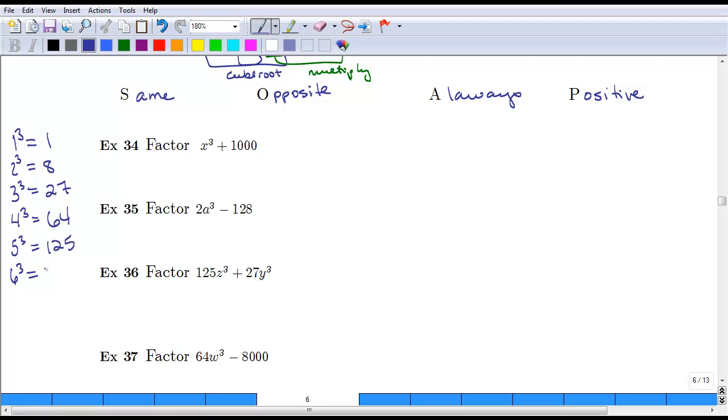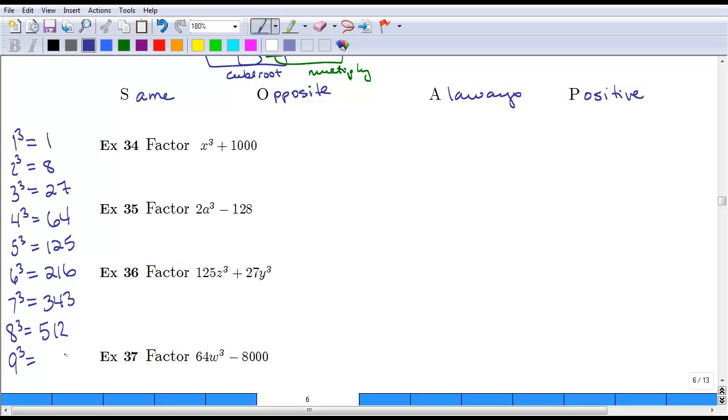6 cubed is 216, and I remember this because it was the former area code for Akron. 7 cubed is 343, and the way I remember this is essentially you're kind of splitting 7 into half, essentially. So 3, 4, 3, it's symmetric. 8 cubed is 512, and again, if you do anything with computers, that's a common number.